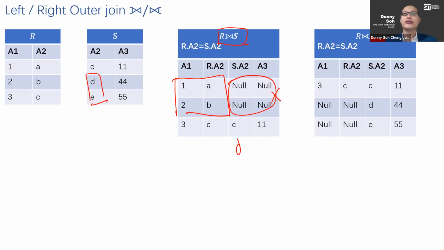And this is the corresponding right outer join, whereby I keep my values in my right table, which is D and E, and I put in null values here instead.